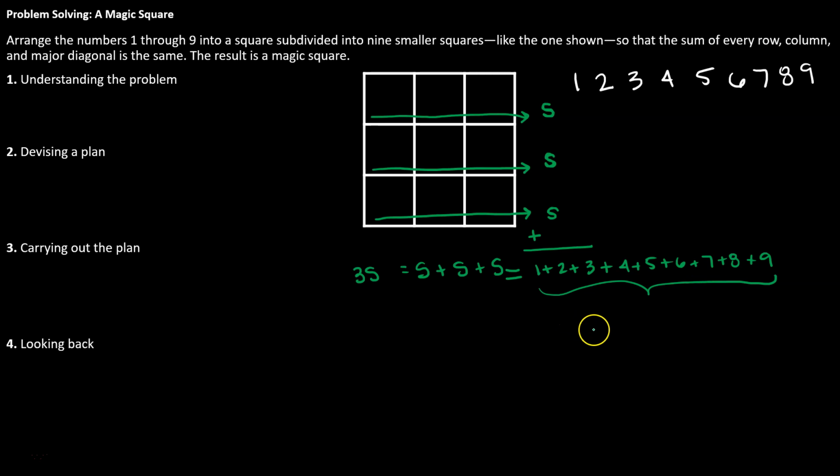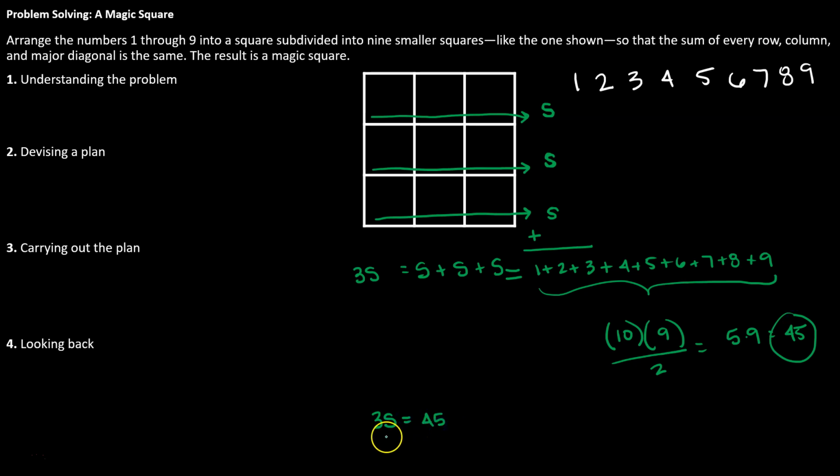We know that that sum is equal to the first plus the last term times the number of terms, and we know we're going to divide that by 2. That comes out to be 5 times 9, which is 45. So we have 3s is equal to this sum, which we just said was equal to 45. So we know 3s is equal to 45.